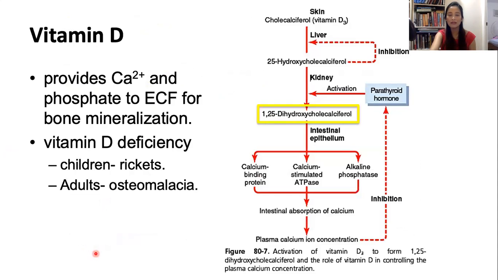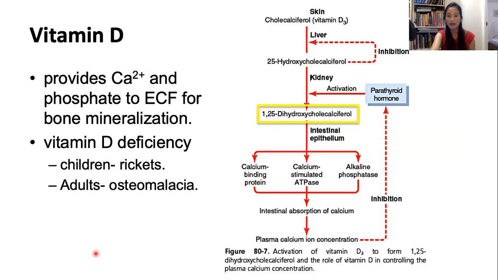So what does your vitamin D do? Vitamin D provides calcium and phosphate to the extracellular fluid for bone mineralization or bone formation. If there's vitamin D deficiency in children, it usually manifests as rickets. In adults, it usually manifests as osteomalacia.